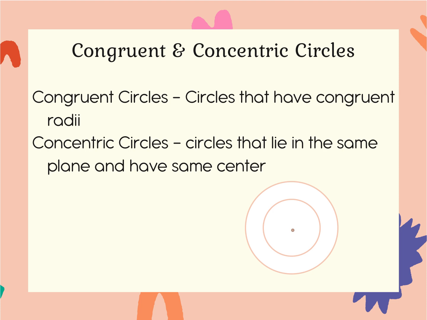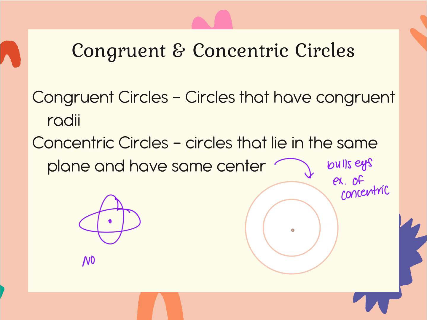So looking at this diagram, this is an example of a concentric circle. Think of it as a bullseye. Okay, this is an example of concentric. And then if I draw circles like this, if they're perfect sized circles, okay, these circles have the same radius, but they are not on the same plane, okay? So not on the same plane.